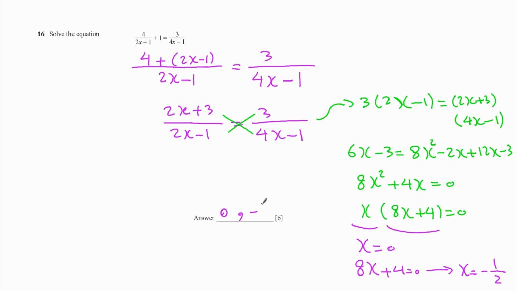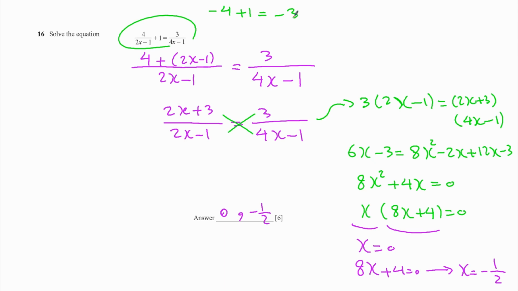So just again, you can cross-check your answer. I'm just going to check the 0 one, which is easy. If I put 0 in this equation, 4 divided by minus 1 would be minus 4, plus 1 equals 3 divided by minus 1, which is minus 3. As you can see, the left and right are exactly equal. So that's just a quick cross-check of the answer.